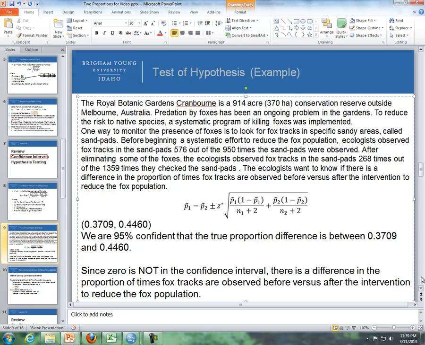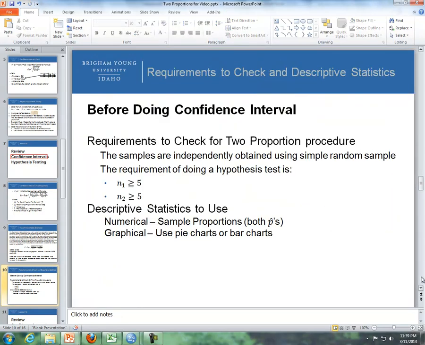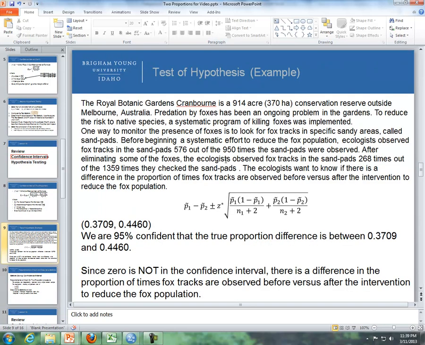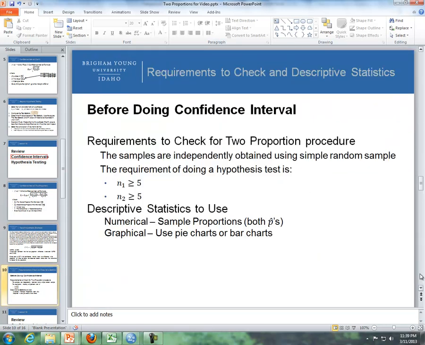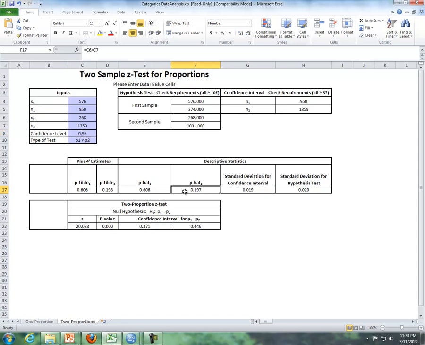Before doing a confidence interval, there are requirements to check and descriptive statistics to do. Requirement: both sample sizes have to be greater than or equal to 5. In this example, they're both well beyond 5, so those requirements are met. For the descriptive statistics, we can list the sample proportions, and the graphs are pie charts or bar graphs. The sample proportions you can get from Excel. Here are our two sample proportions.